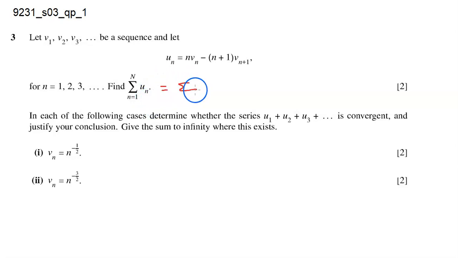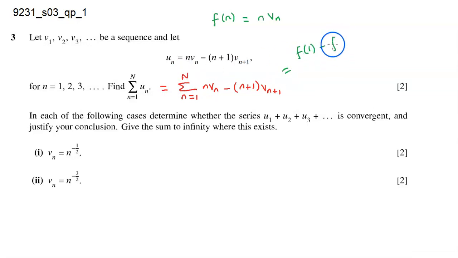So this is the sum from n equals 1 to capital N of n Vn minus n plus 1 times Vn plus 1. And we can solve this using the method of differences, where we let f of n just equal n times Vn. Then this sum is actually just equal to f of 1 minus f of N plus 1.